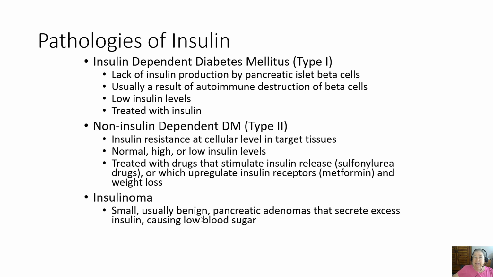Insulin can, under normal circumstances, bind to receptors and trigger the effects that it has. But in non-insulin dependent diabetes, there's insulin resistance in certain target tissues particularly, so that the insulin does not have its appropriate effect. People with non-insulin dependent diabetes can have normal levels of insulin, they can have high levels of insulin, and in some cases, often late in the disease, they have low levels of insulin.